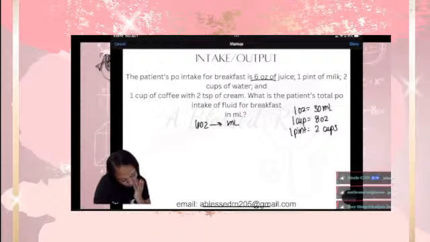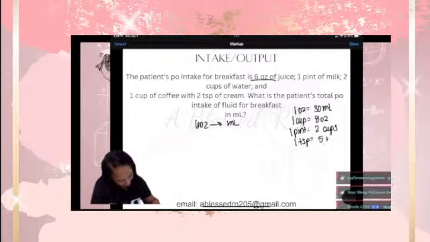1 cup, ounce, pint, teaspoon. So 1 teaspoon is going to be 5 mLs.